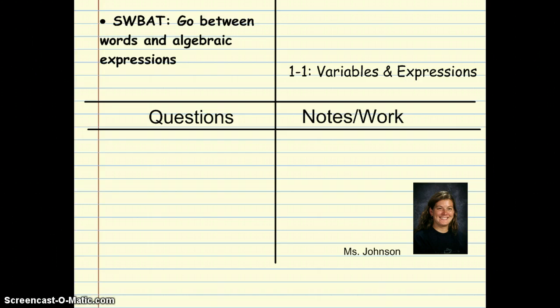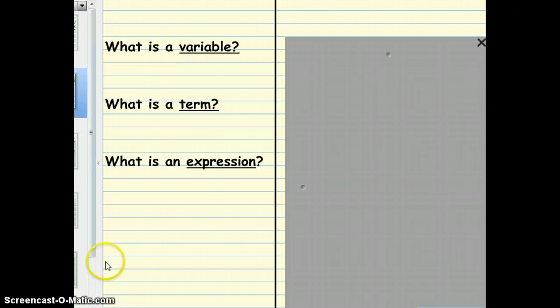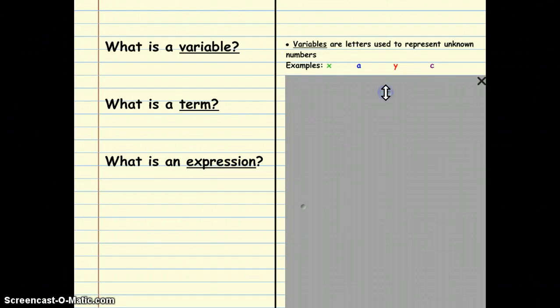Our SWABAT for today is we are going to go between words and algebraic expressions. Alright, let's figure out what some of our vocab words are. First of all, what is a variable again? Well, a variable are simply letters used to represent unknown numbers.